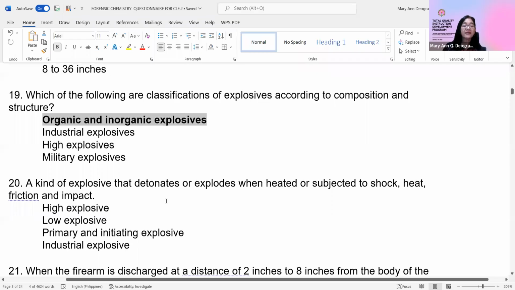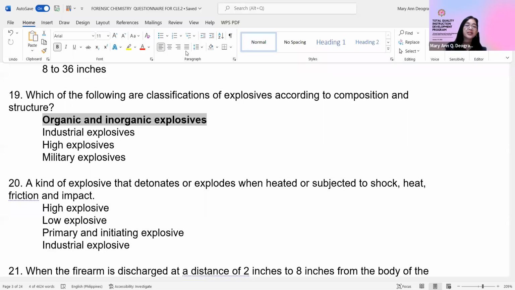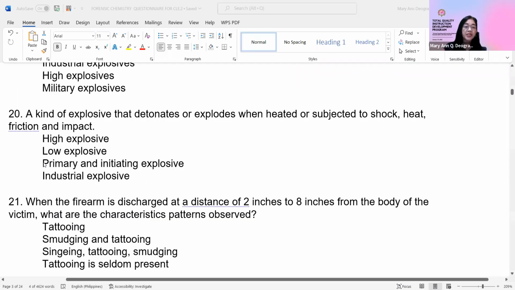It is a kind of explosive that detonates or explodes when heated or subjected to shock, heat, friction, and impact. Is it high, low, primary, or industrial? Anong sagot natin dyan? Yes, it is primary explosives. So, it's initiating or primary explosives.